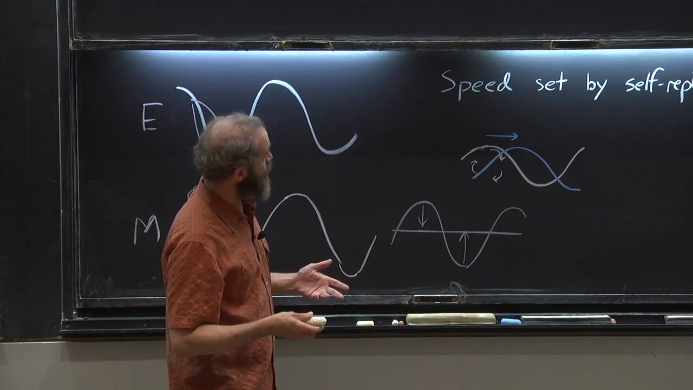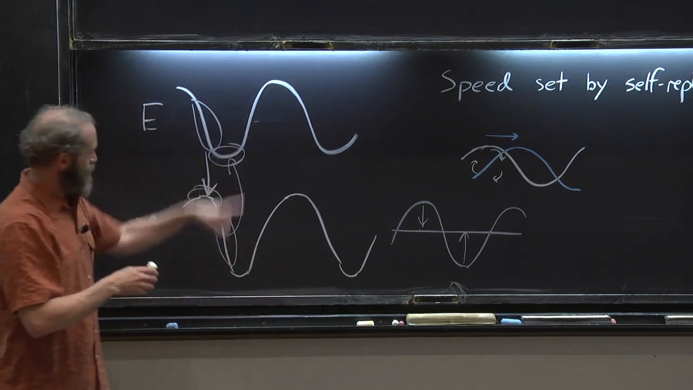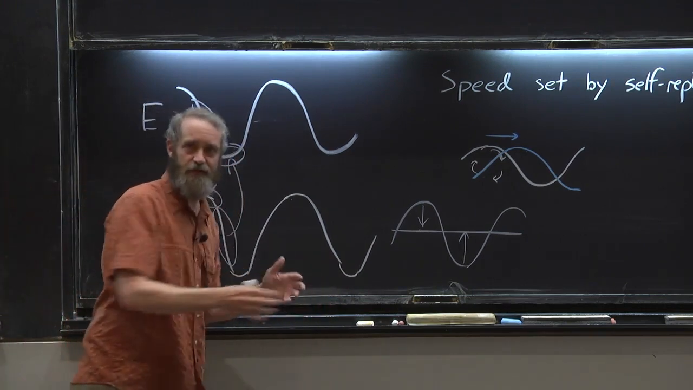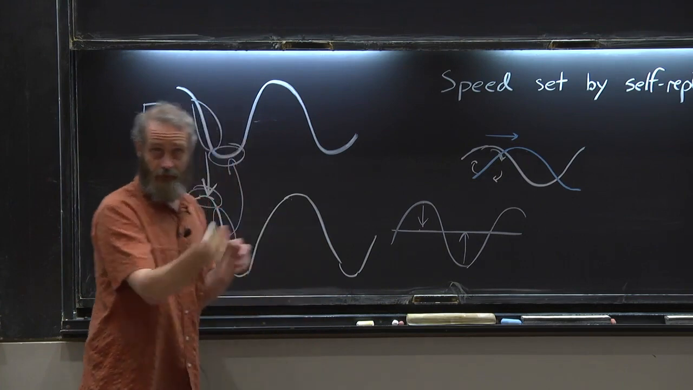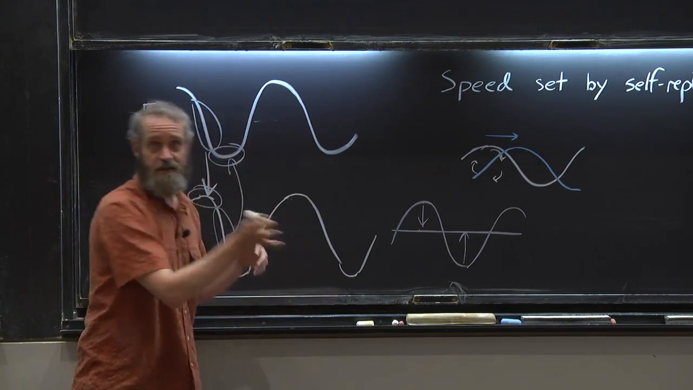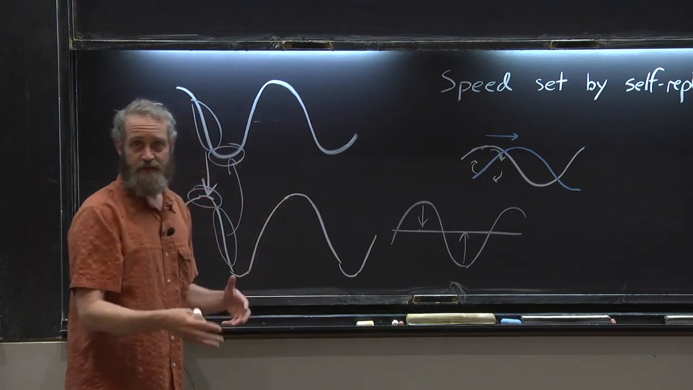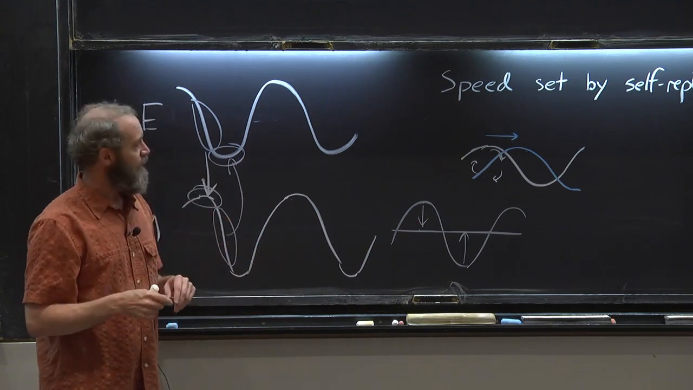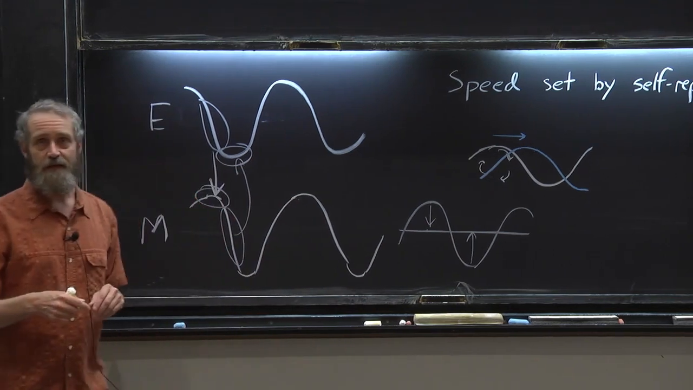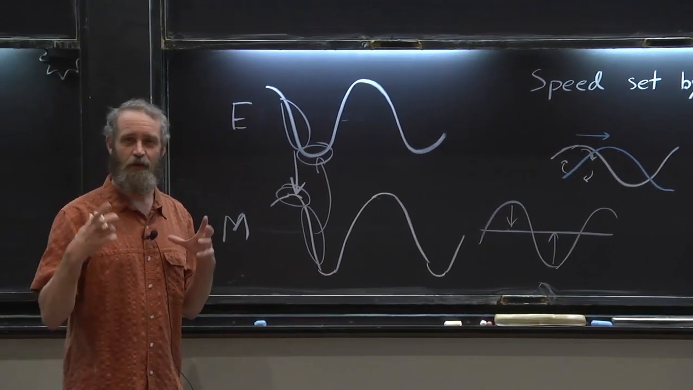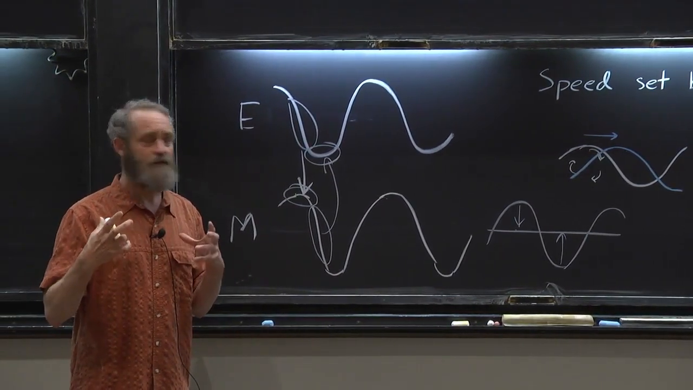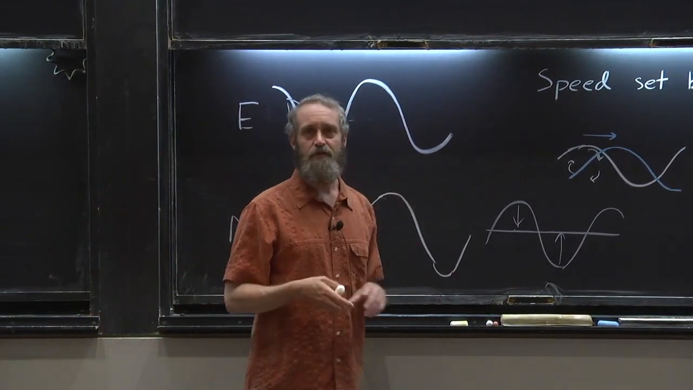Well, light is the same way. It has to reproduce itself. It has to bounce the energy from the electric field to the magnetic field and back again so that it looks the same after a split second, but just moved in space. And that's what sets up the speed of light, this requirement that it sort of ring like a bell, so that it reproduces itself.